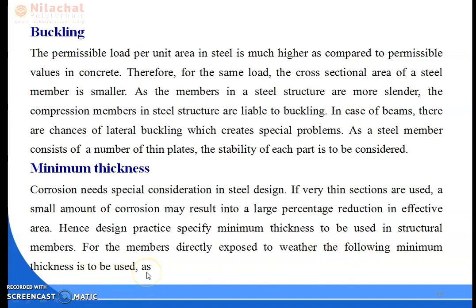We will discuss what kind of thickness is considered in the special considerations in the next class. So today this much. Thank you so much.